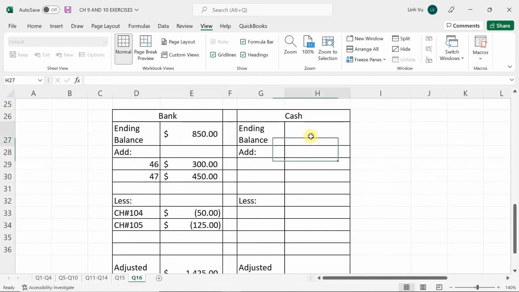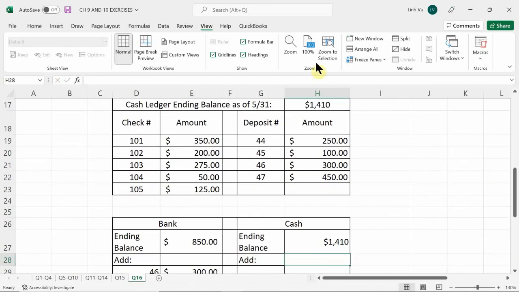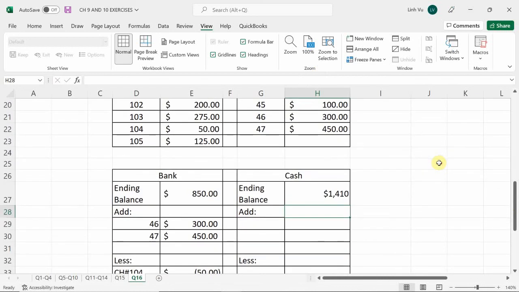Okay. So let's go ahead and do the cash side here, right? What is my ending balance in my cash or check register? $1,410. Okay. What do I need to add to my cash side?